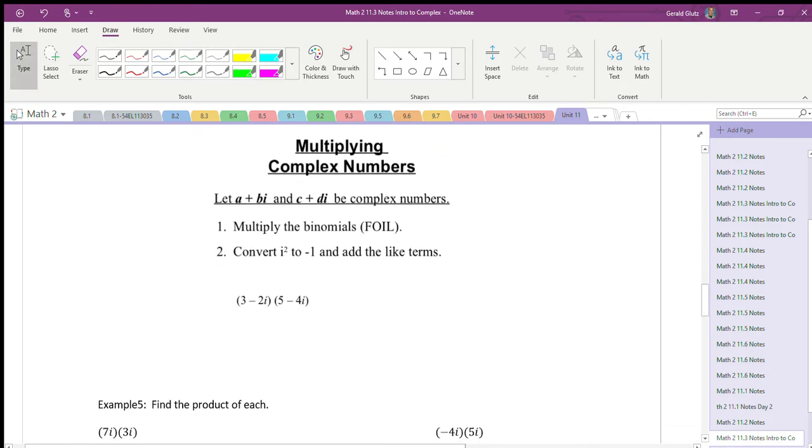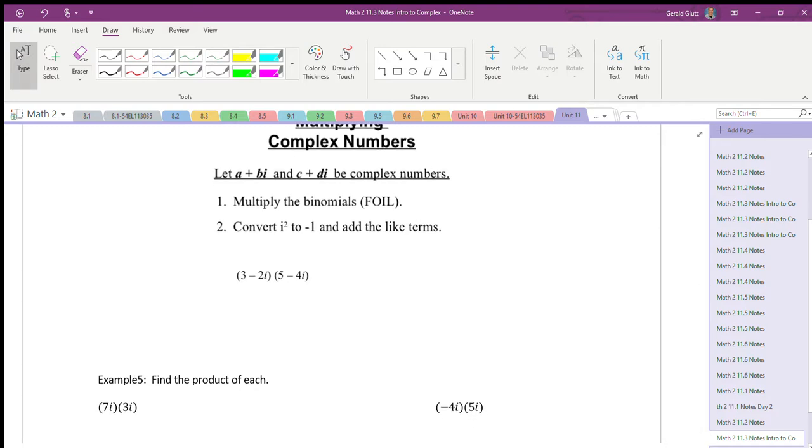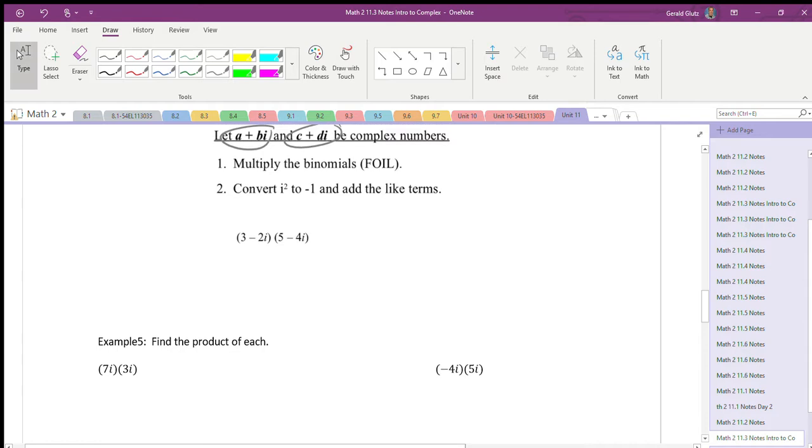In this next little section here, we're going to multiply. So we were just adding and subtracting complex numbers. Now we're going to multiply. So if they're in this form, we're going to have to do FOIL or that box. So if I wanted to multiply these two together, I would do the box. If you like FOIL or remember how to do FOIL, you can do it that way.